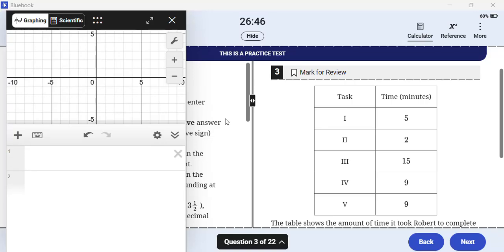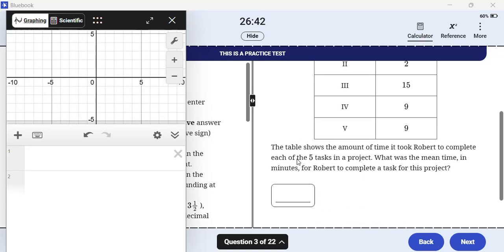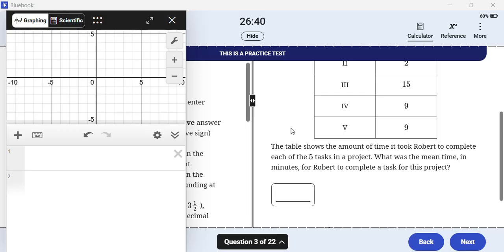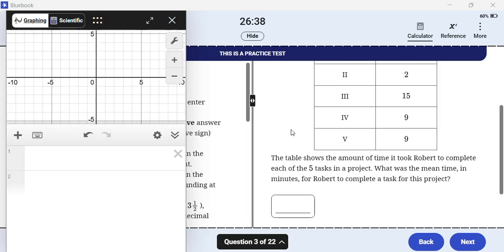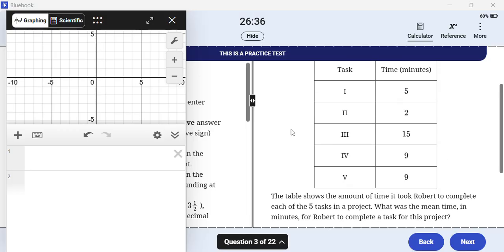We're at number 3, and this is one of my favorite things that Desmos does. The table shows the amount of time it took Robert to complete each of the 5 tasks in a project. What was the mean time in minutes for Robert to complete a task for this project?